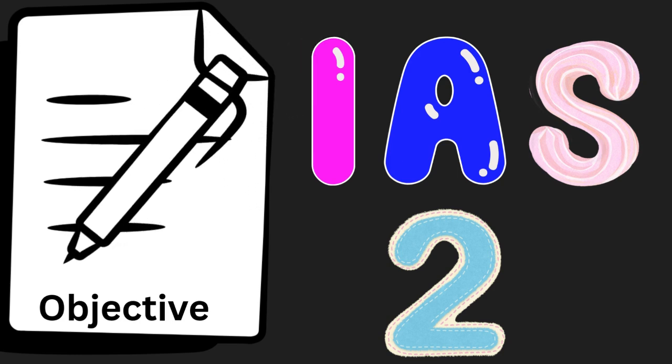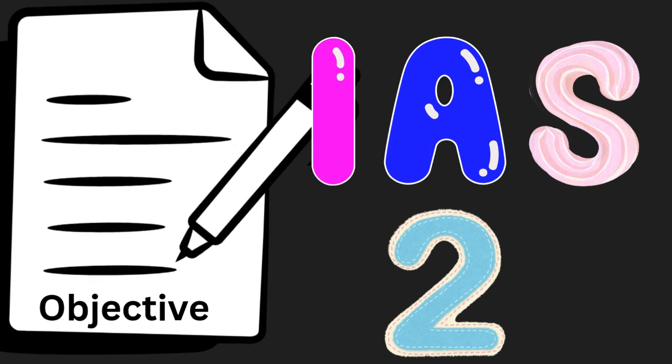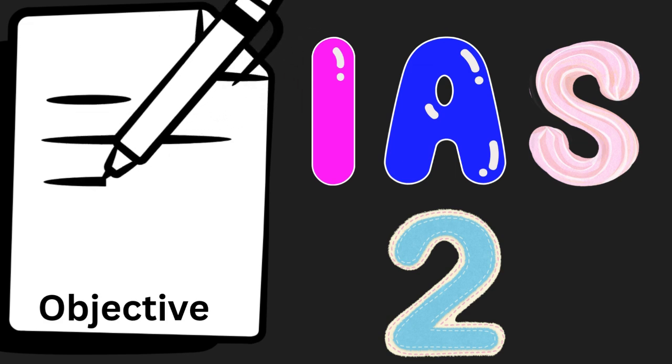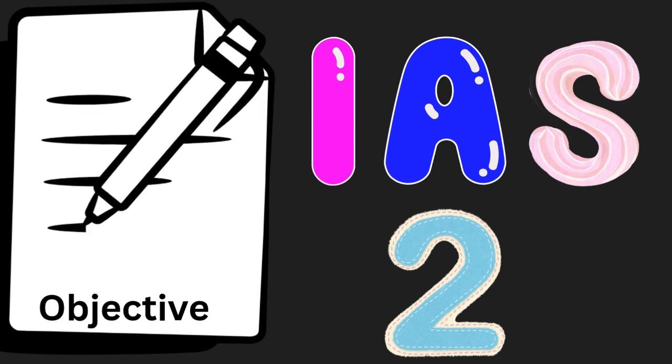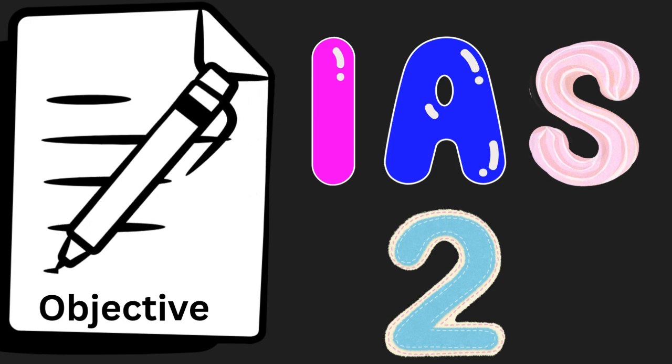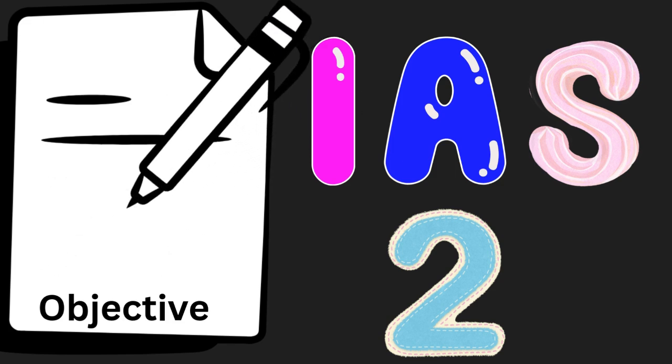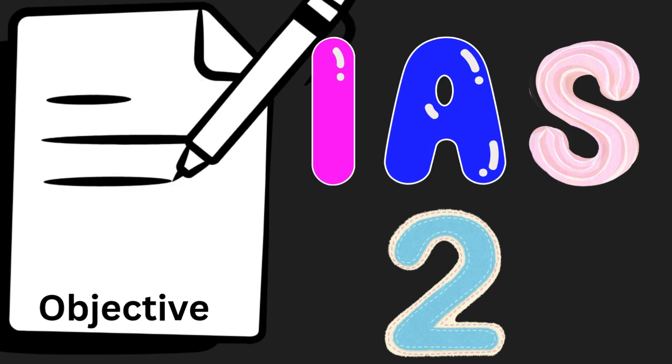Let's begin with the objective of IAS 2. IAS 2 prescribes the accounting treatment for inventories. The objective is to ensure that inventories are measured accurately and that their costs are appropriately recognized as an expense when related revenues are recognized.